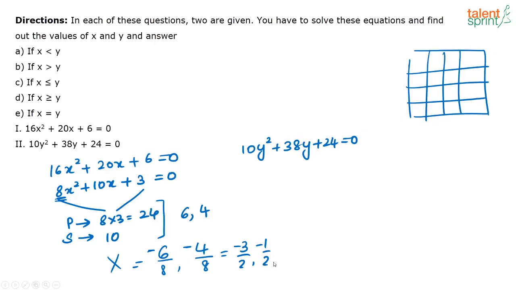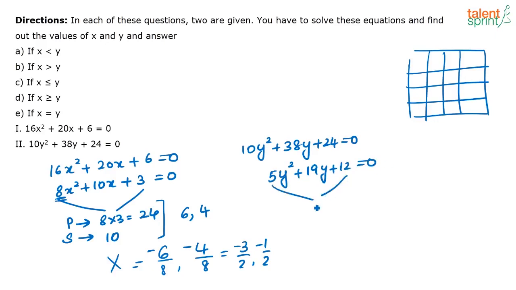Okay. Now next one. Let us look at this one. If you are looking at this, the best way to do it will be to try to take out 2 outside. If you take 2 outside, you will be able to arrive at the answer faster. So if I take a 2 out here, this can be reduced to 5y squared plus 19y plus 12 equal to 0.